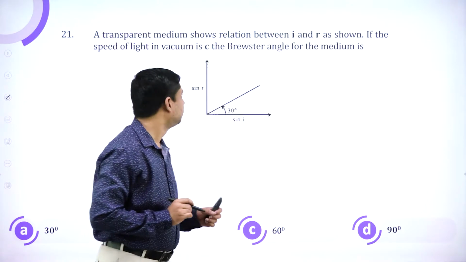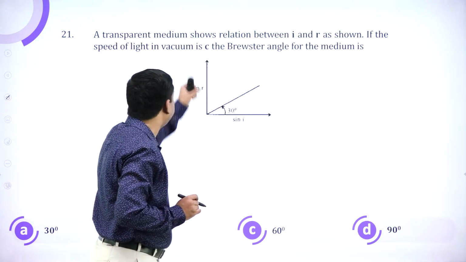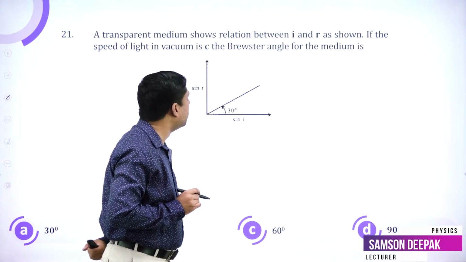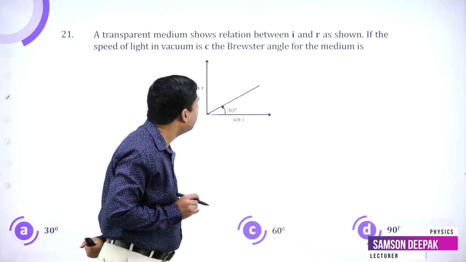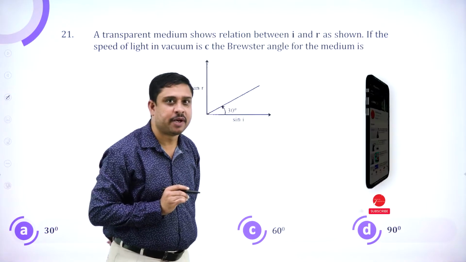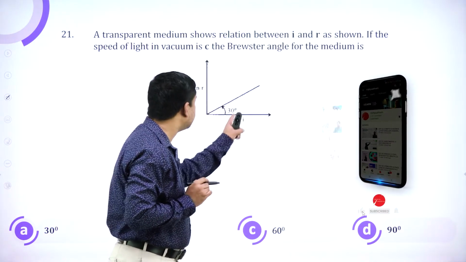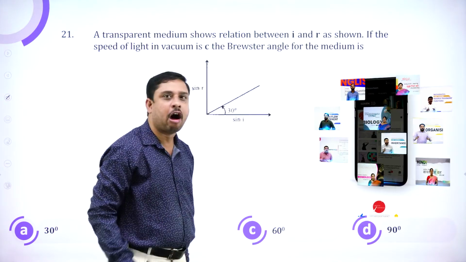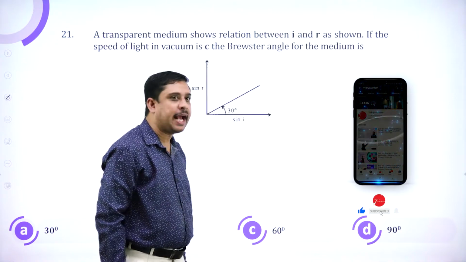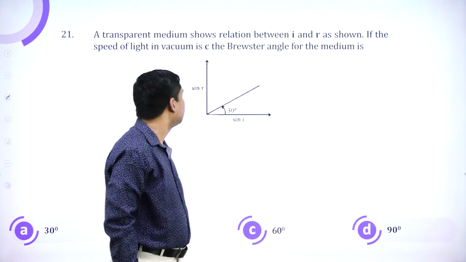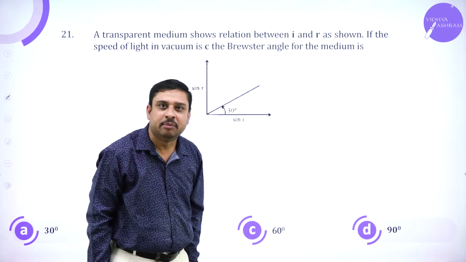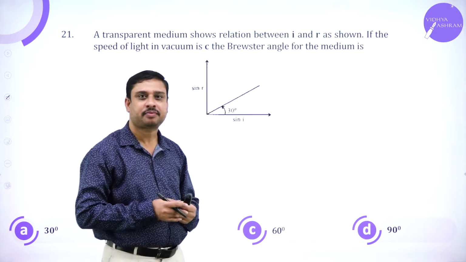The next problem: a transparent medium shows the relation between i and r as shown in the diagram. There is a transparent medium, and the relationship between i and r is shown. If the speed of light in vacuum is c, the Brewster angle for the medium has to be calculated.